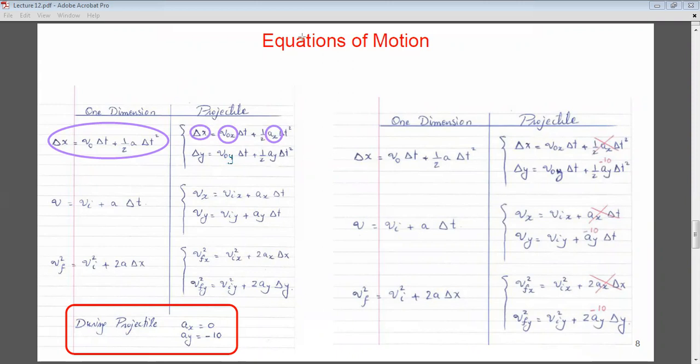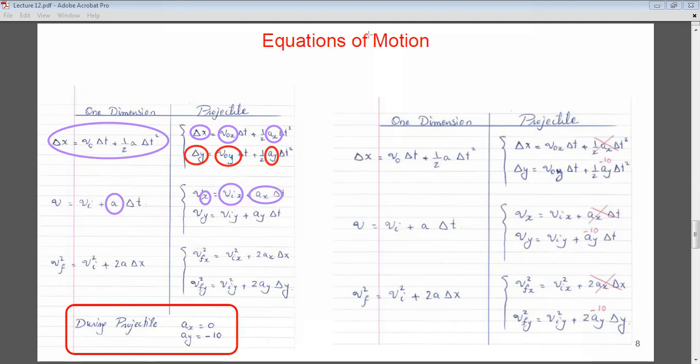If we're talking about delta y, instead of V0, it will be V0y. Instead of A, it will be AY. And the same we do for all other equations, okay? So we do the same for all other equations. So let's start. This is Vx, this is Vx. So this is now Vx, it will be V initial x plus A, this is A normally, it will be AX.